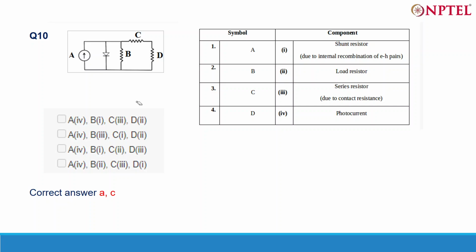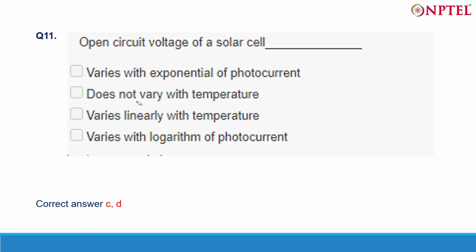Okay, so if there are no queries, shall I move to the next slide? Okay, so the next slide is basically asking about open circuit voltage. So the open circuit voltage of a solar cell is what? Varies linearly with temperature. This is the correct option. Varies with logarithm of photocurrent.